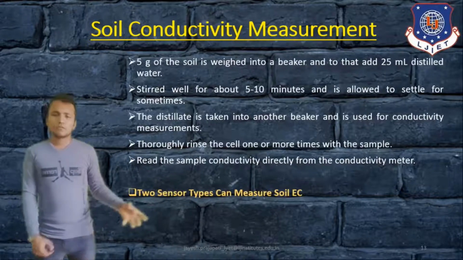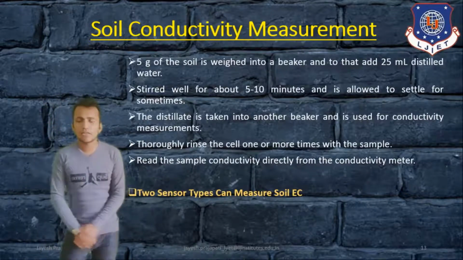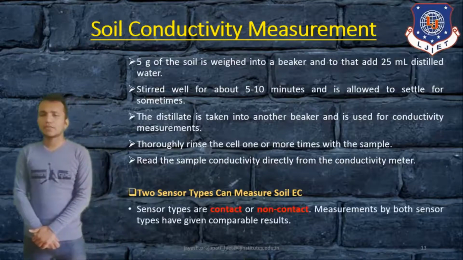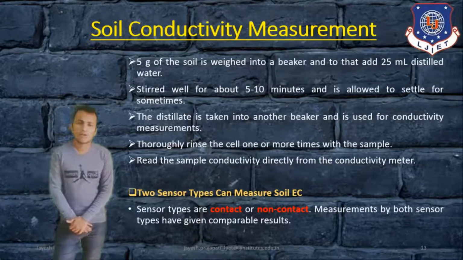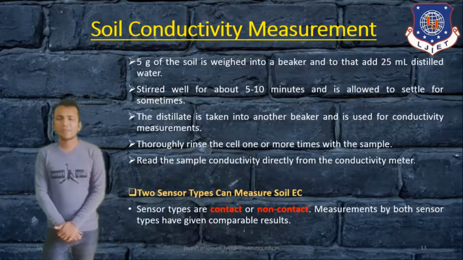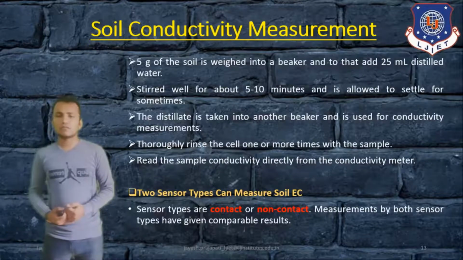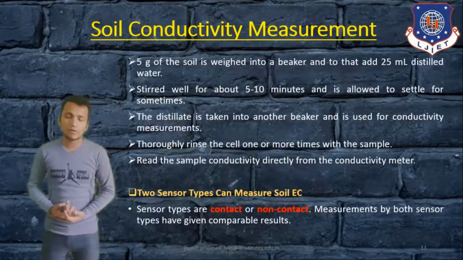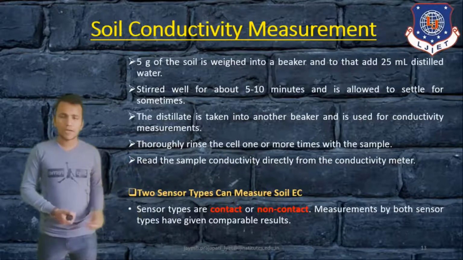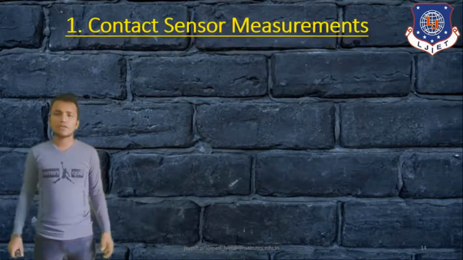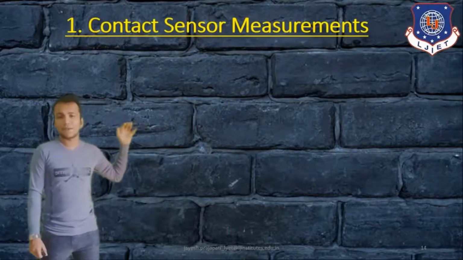Then, there are two methods to measure the electrical conductivity. These two methods are, first, the contact type, and second, the non-contact type. Measurements by both sensors give comparable results. Okay, so let us see these two methods. The first method is contact sensor measurement.